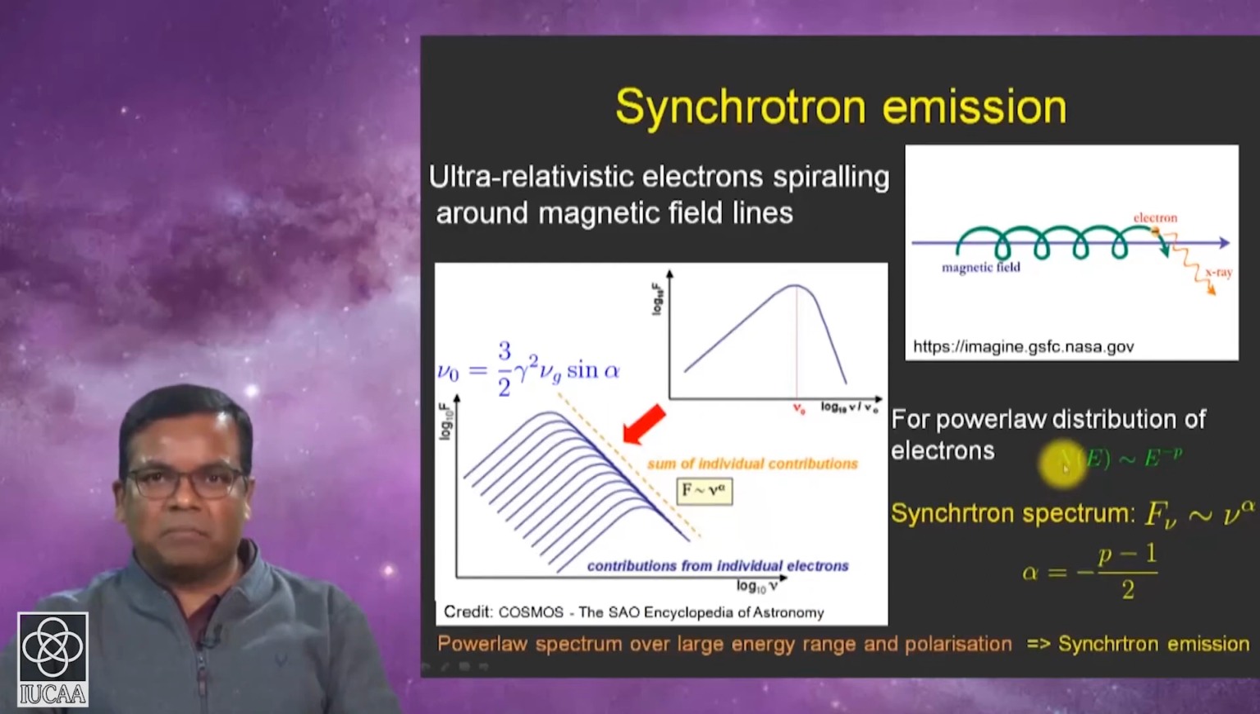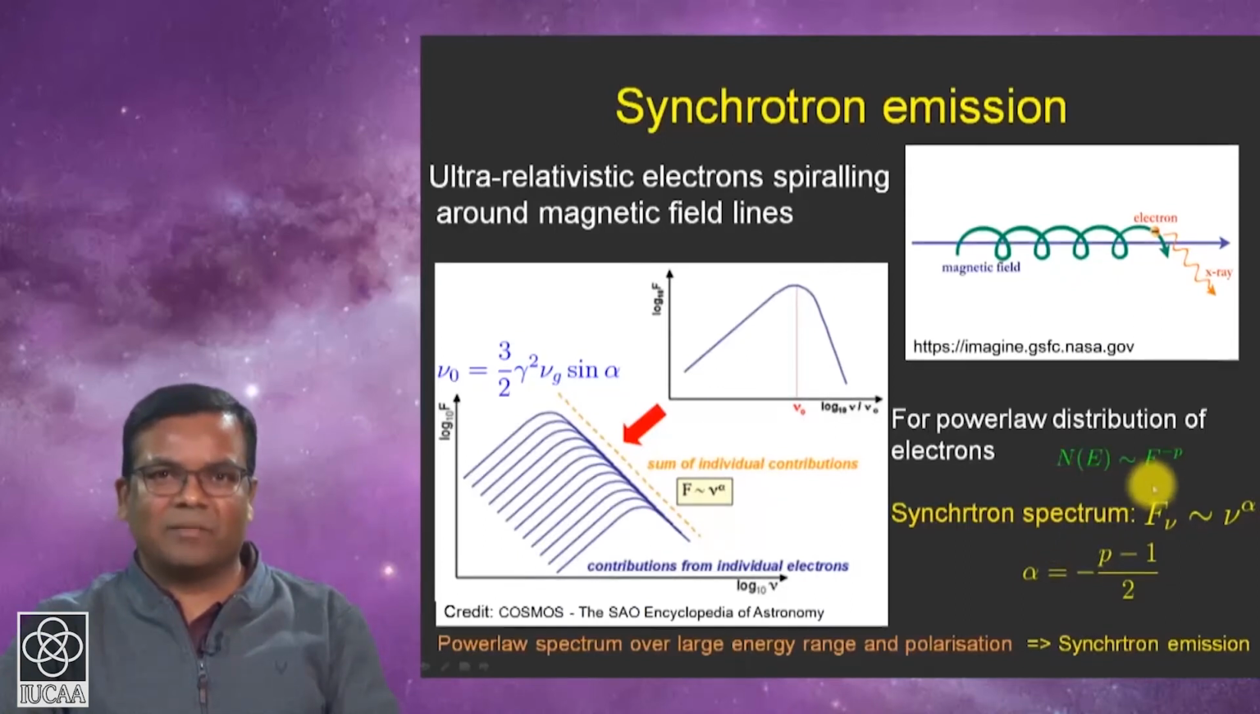So, how does this power law distribution of electron energy correspond to the particular shape of the spectrum? Let us say the electron energies are distributed in the form of a power law with a power law index of minus p. Then the spectrum is, as I mentioned, a power law with this shape, nu to the power alpha, where alpha is the spectral index and is related to the power law index of the electron energy distribution by this expression: alpha is equal to minus (p minus 1) by 2. So, if you know the power law distribution of electrons, then you also know the shape of the power law spectrum of the synchrotron radiation.